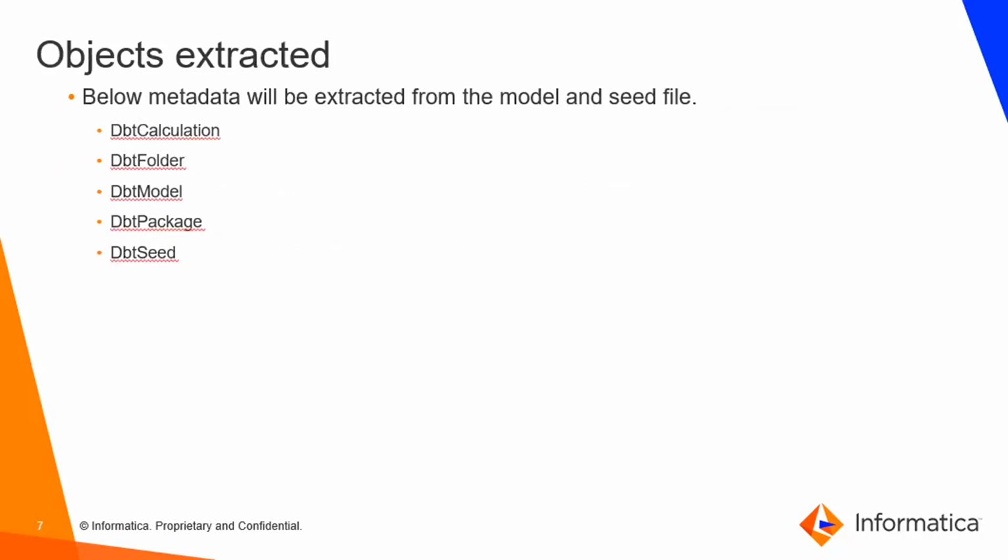Objects extracted. Using the scanner, this metadata will be extracted from the model and seed files: the DBT calculation, DBT folder, model, package, and DBT seed. The DBT calculation is a column we used in the model and seed files, and the folder is the directory we used in the project. DBT model is a model name, and package is the project name of the DBT. And DBT seed is the seed file name used in the project.